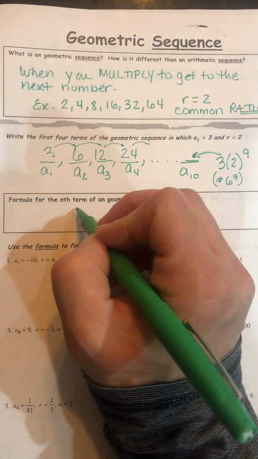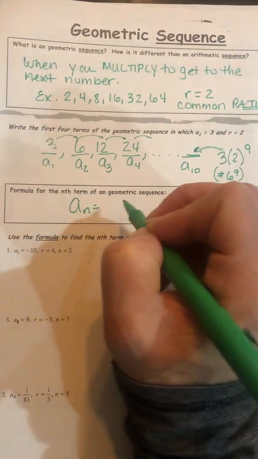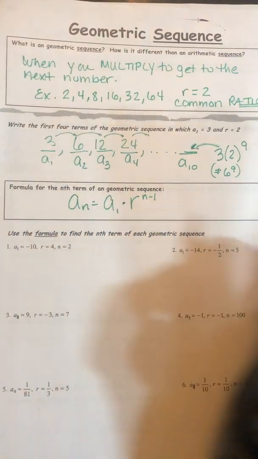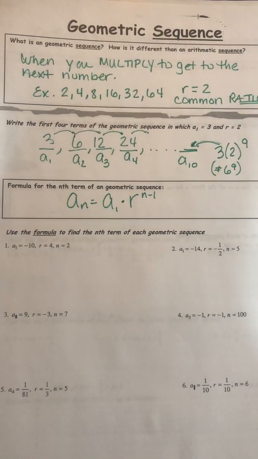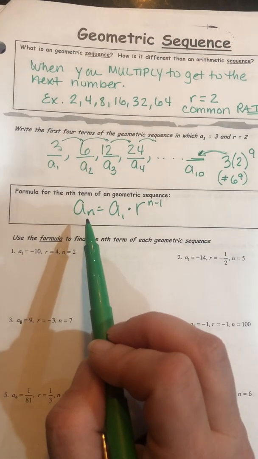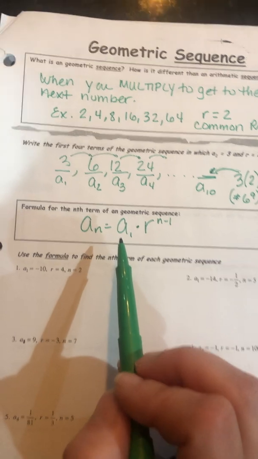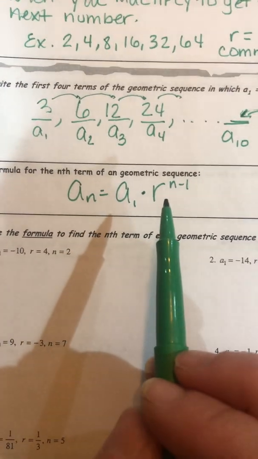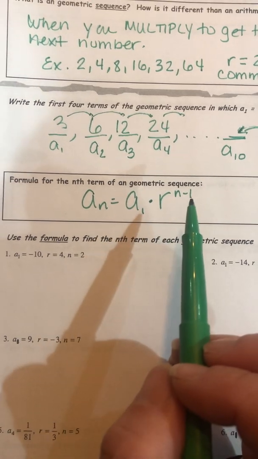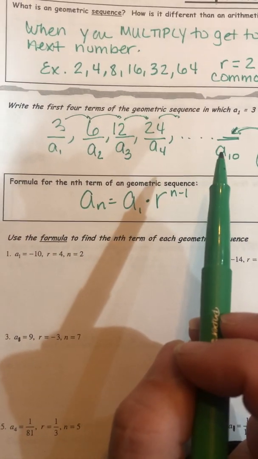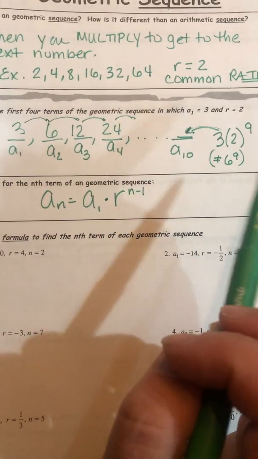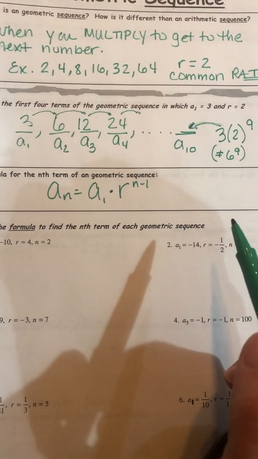So that's going to give us our formula for the nth term: a sub n is equal to the first term times the common ratio to the n minus 1 power. So a sub n, just like yesterday, is the nth term. A sub 1 is the first term, multiplied by the common ratio r to the n minus 1. And the reason it's n minus 1 is because, let's say we're at the 10th term, we only need to multiply by 2 9 times to get to the 10th term.